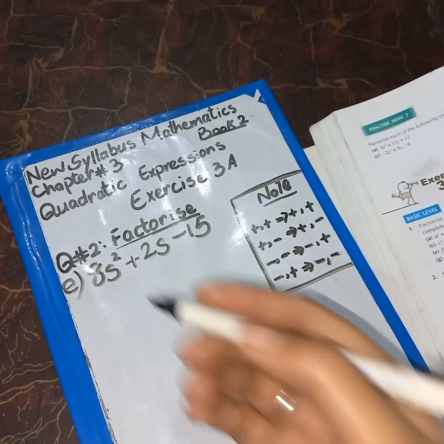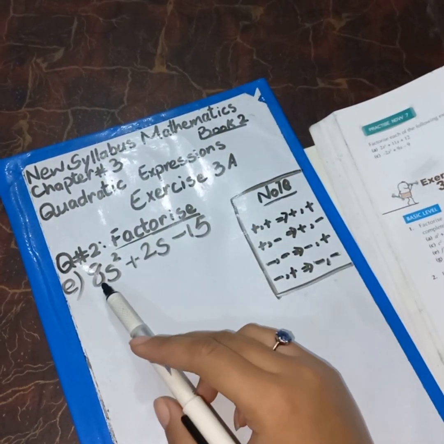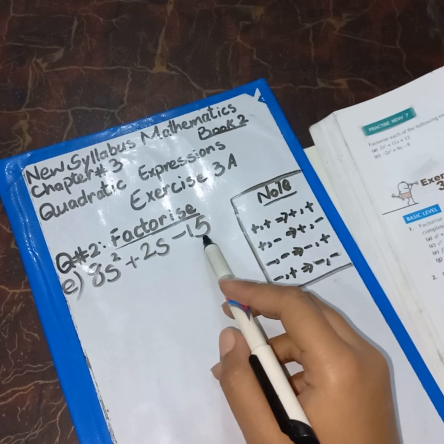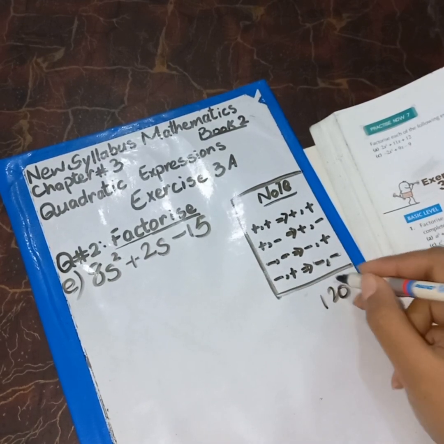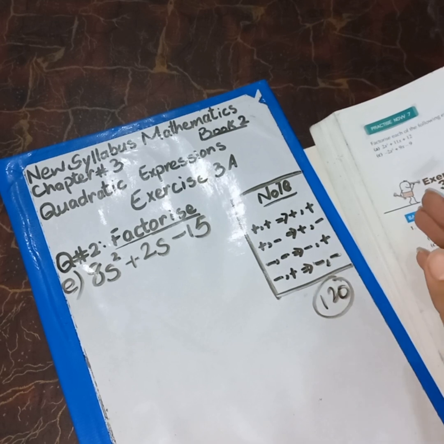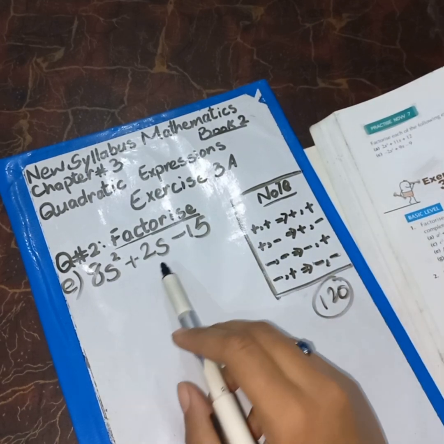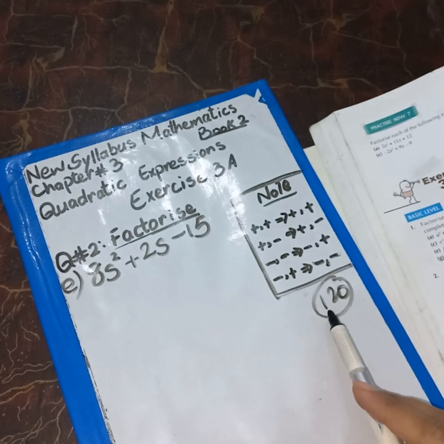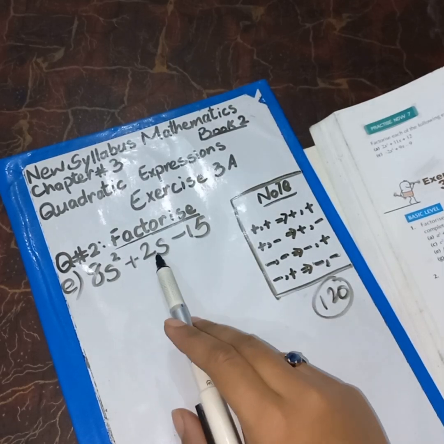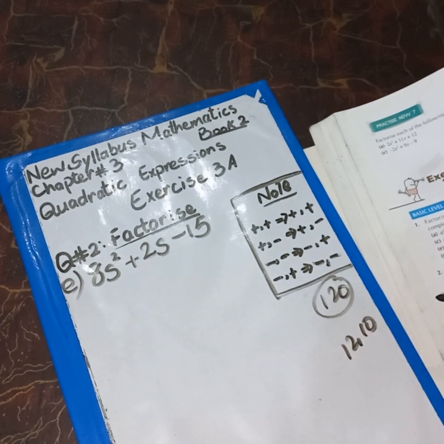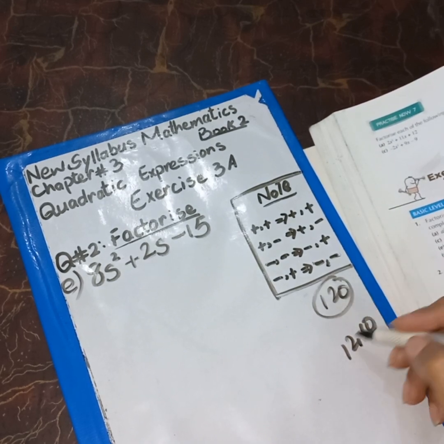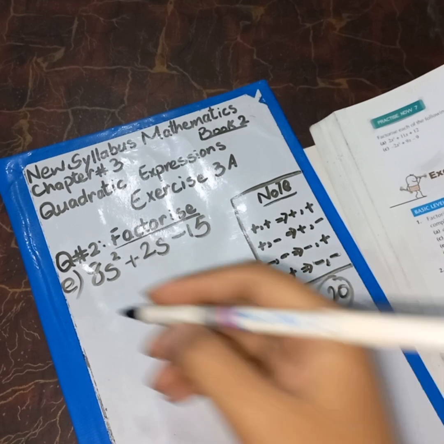Moving towards part E. In part E, you can see the coefficient of s square is 8 and the constant is 15. So let's multiply them: 15 into 8 becomes 120. Find a pair of numbers that gives you 120 after multiplication and 2 after subtraction. So it's very easy. 12 and 10 is a pair. 12 multiplied by 10 is 120 and 12 minus 10 is 2.